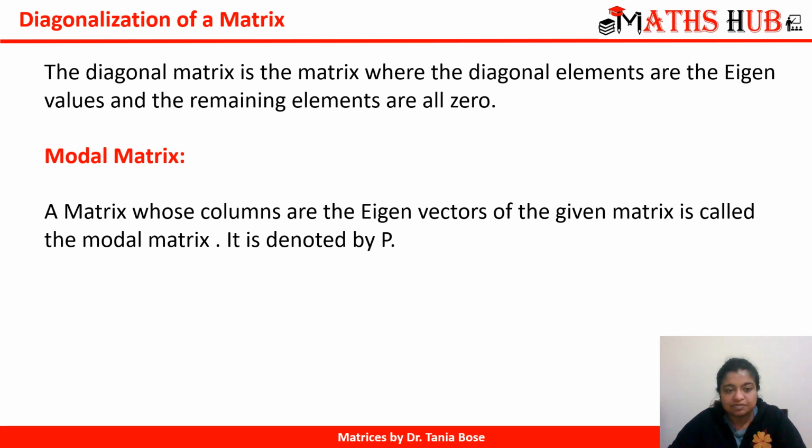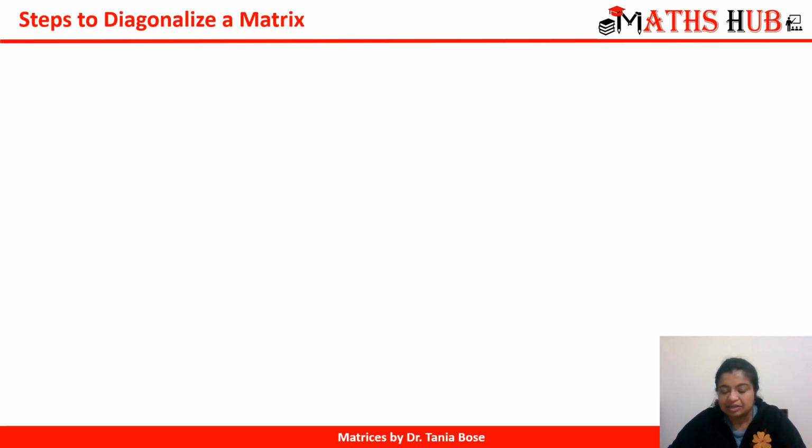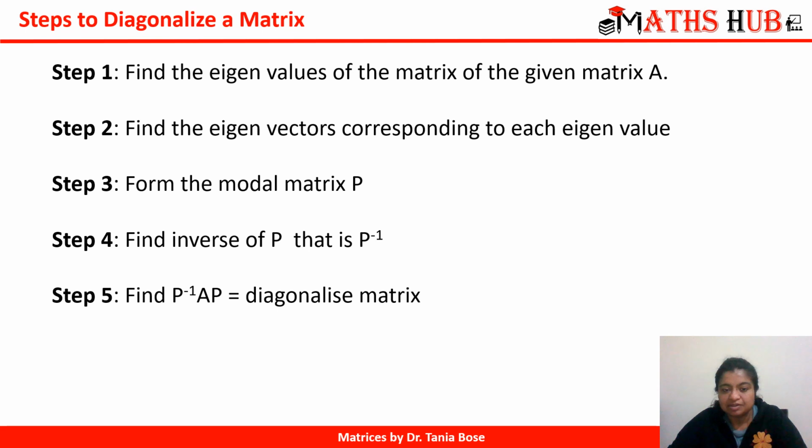So what are the steps to diagonalize a matrix? The first step is, whatever general matrix is given to us, we denote that matrix by A and we calculate the eigenvalues of that matrix, right? The second step is, for every eigenvalue, we calculate its eigenvector. Then in step 3, we form the modal matrix by putting the eigenvectors in the columns. And after we get the modal matrix P, we find P inverse.